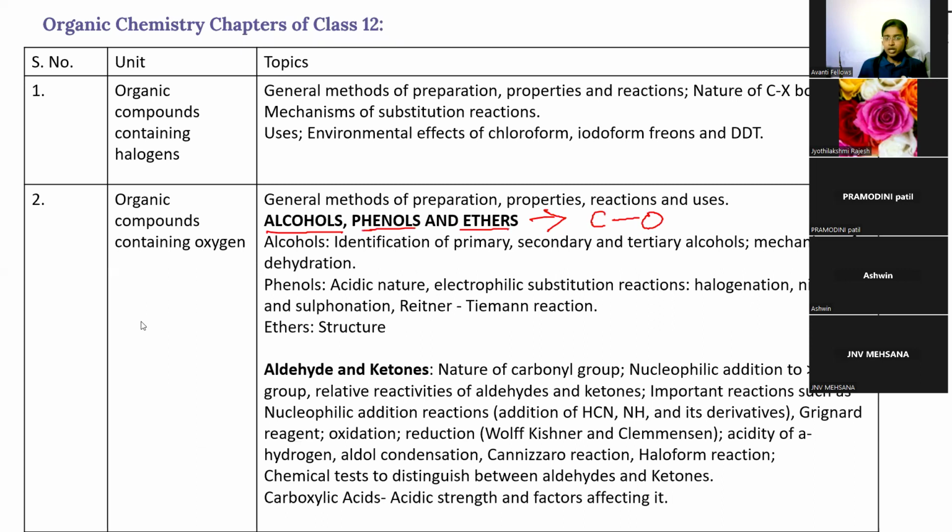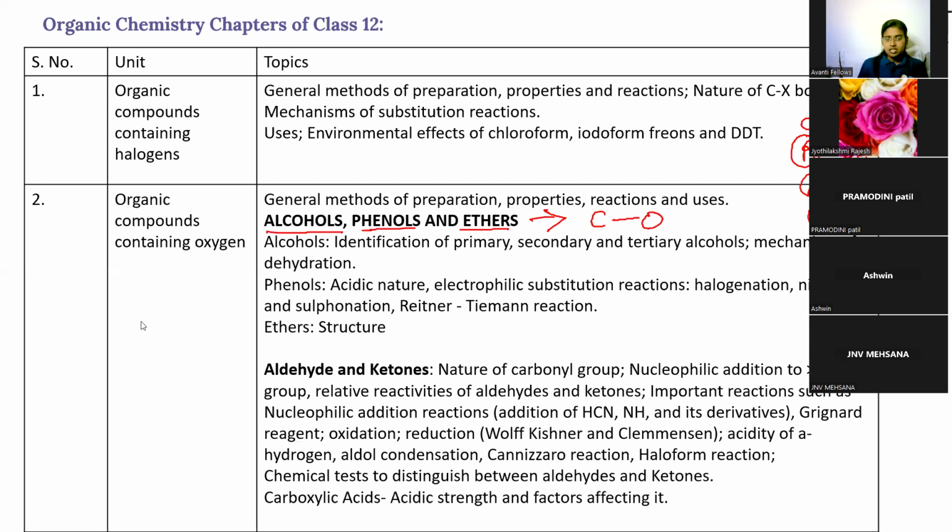If you go for alcohol, the formula is ROH. If you go for phenol, it is aryl OH, the aromatic phenyl ring. If you go for ether, it is ROR. R is nothing but the alkyl or aryl groups in which carbon is there, right? So in all three compounds, a carbon-oxygen single bond will be there in this first half. We will discuss the preparation, physical property, chemical property, and the uses of all these three compounds.